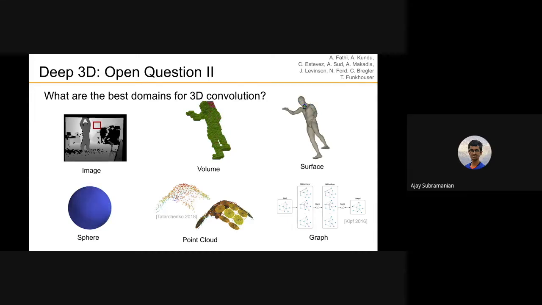So I was wondering, say you have a scene and you don't have great features from certain parts of the scene. Could you use some penalization based on attention to focus more on those parts of the scene?